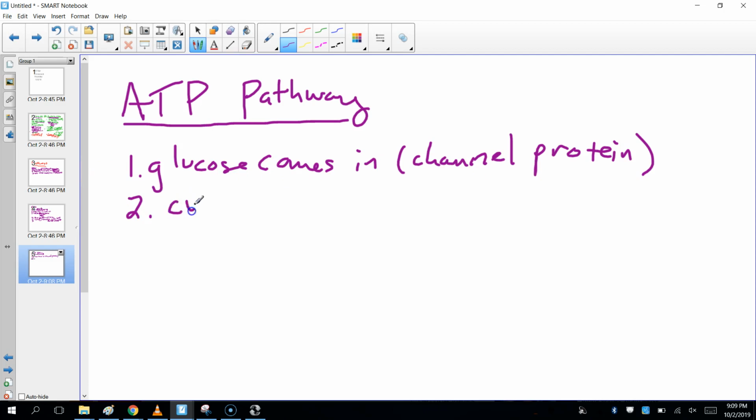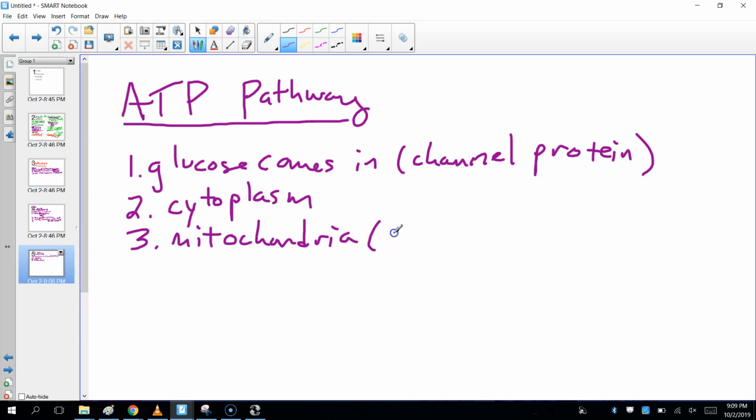Then it travels through the cytoplasm, heads to the mitochondria, and in the mitochondria are these folds, or these things called cristae. I'll just put cristae / folds. And so what it looks like is kind of like a peanut, and then inside of it are all of these wavy lines or folds or cristae.